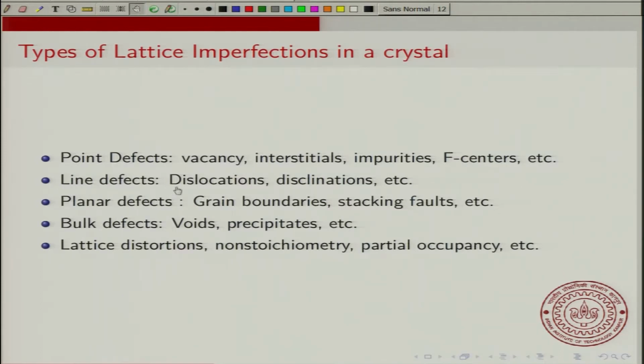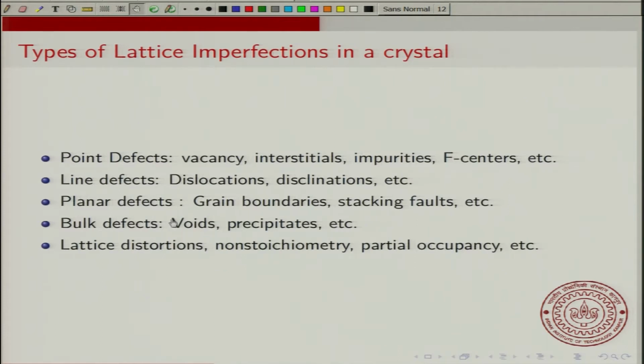Line defects, the examples of line defects are dislocations and disclinations. Again, I will talk briefly about these. Line defects play a very important role in the mechanical properties of the material. When you try to bend or strain a material, these dislocations turn out to play a very important role. There can also be what you can classify as planar defects. These are things like grain boundaries or stacking faults. And then there can be bulk defects.